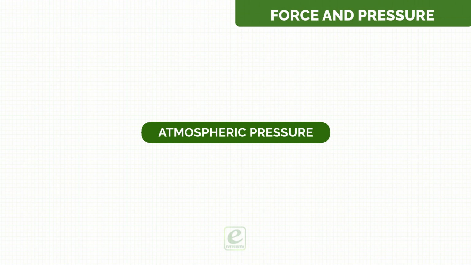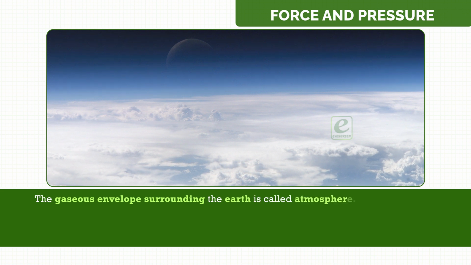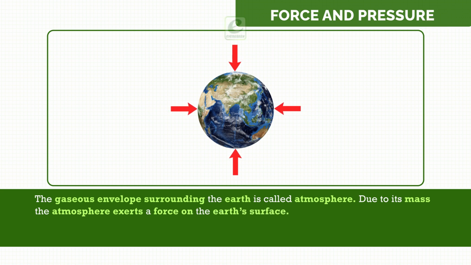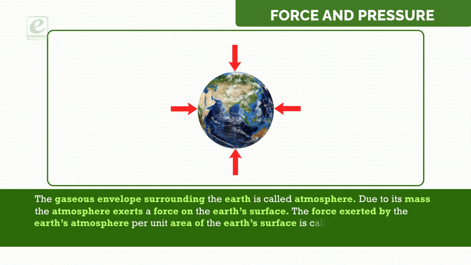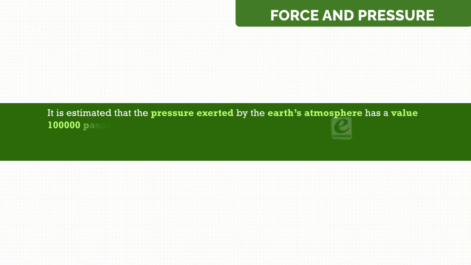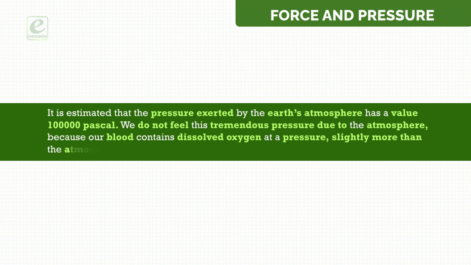Atmospheric pressure. The gaseous envelope surrounding the Earth is called atmosphere. Due to its mass, the atmosphere exerts a force on the Earth's surface. The force exerted by Earth's atmosphere per unit area of Earth's surface is called atmospheric pressure. It is estimated that the pressure exerted by the Earth's atmosphere has a value of 1 lakh Pascal. We do not feel this tremendous pressure due to the atmosphere because our blood contains dissolved oxygen at a pressure slightly more than the atmospheric pressure.